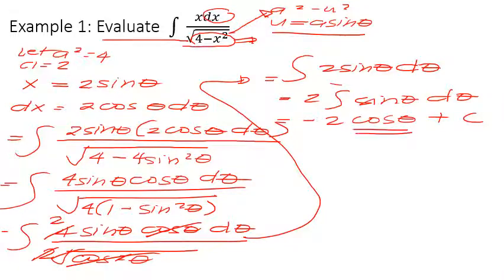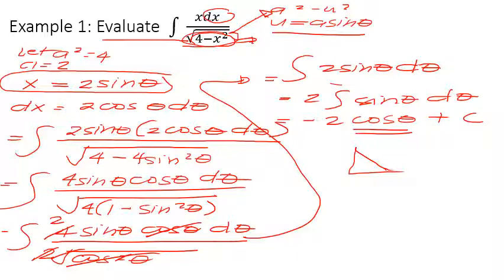So how can I get cosine theta? You will go back to your right triangle. We could also use the Pythagorean identity because we can directly substitute this, but I will have another slide for that, another way to solve it, but you still get the same answer.